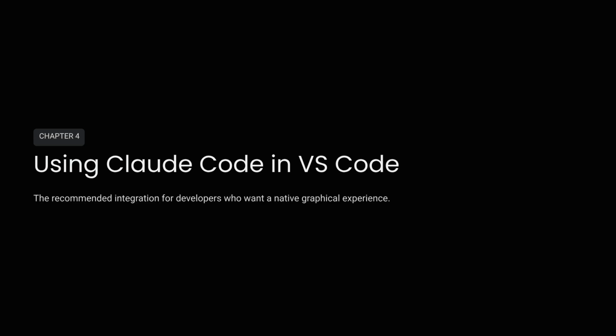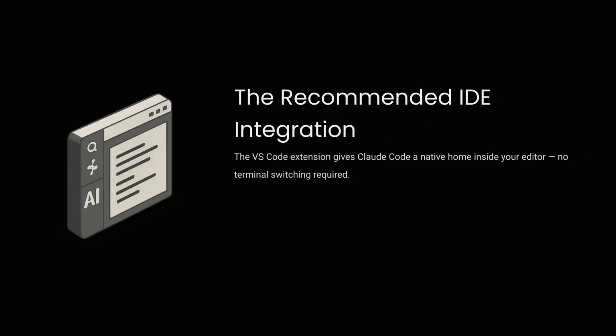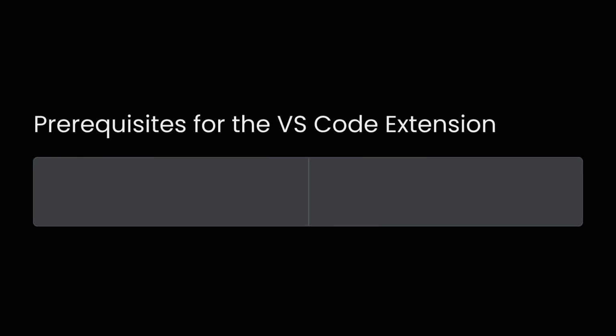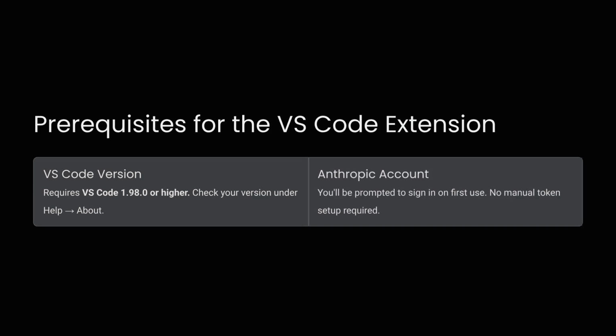Chapter 4 covers using Claude Code in VS Code. This is the recommended integration for developers seeking a native graphical experience. The VS Code extension gives Claude Code a native home inside your editor, eliminating the need for terminal switching. Key benefits include reviewing and editing Claude's plans, enabling auto-accept for low-risk edits, and accessing full conversation history. Before installing, ensure you have VS Code 1.98.0 or higher. You will also need an Anthropic account. You will be prompted to sign in on first use, with no manual token setup required.